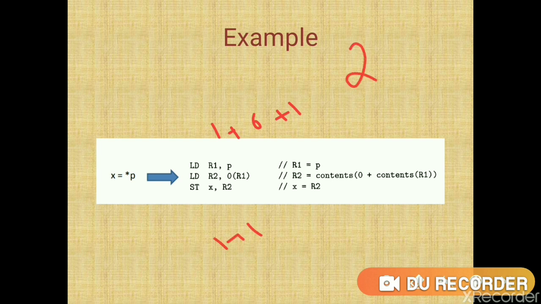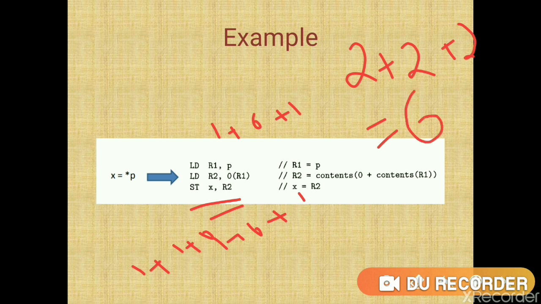1 plus 0 plus 1. So it is also 2. What about the last statement? 1 plus 0 plus 1, it is 2. So altogether you will get the cost as 6. So the cost for this particular expression is 6.